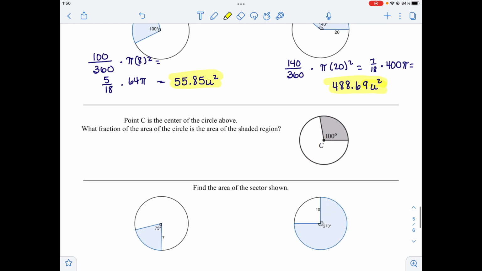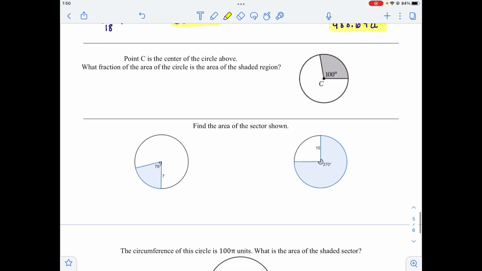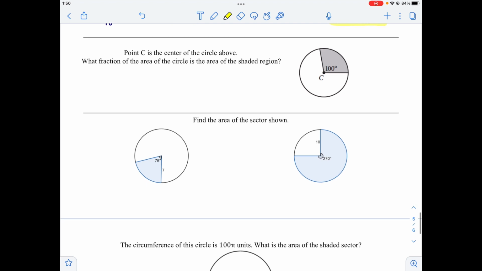All right, we're going to go a little bit more in depth and try a couple of more. So point C is the center of the circle above, or to the side here. What fraction of the area of the circle is the area of the shaded region? All they're asking is the fraction of the circle. So if we know that this is 100 degrees, and that means we want to talk about just this piece, how much of the circle is it taking up? That is just using your ratio of your central angle measure divided by your total degrees of a circle, and you would end up with 5/18.